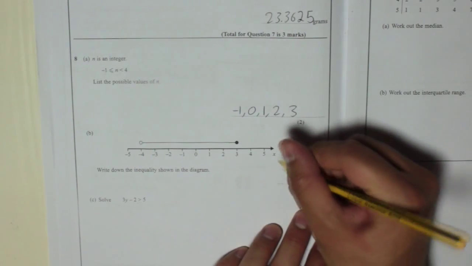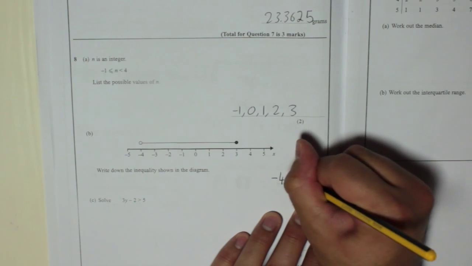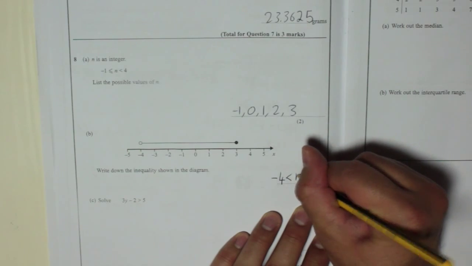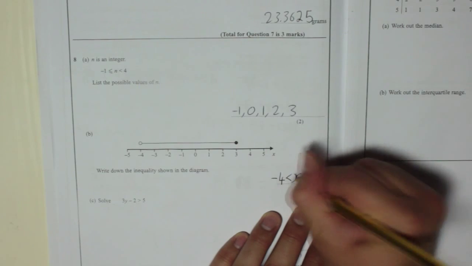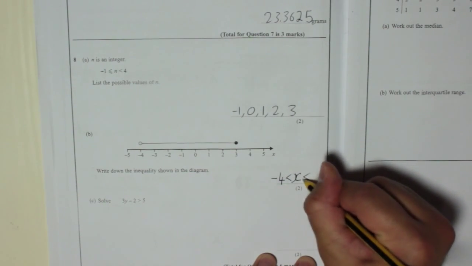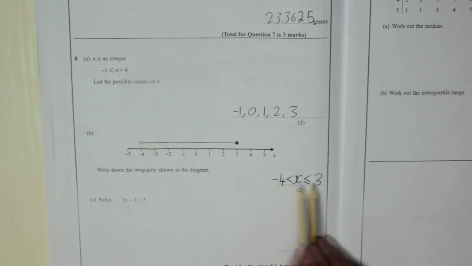So what we're going to do, I'm going to write minus 4 is less than n. Oh no, it's x, sorry. It says an x there. And x is less than or equal to 3. Okay? So that's the inequality.